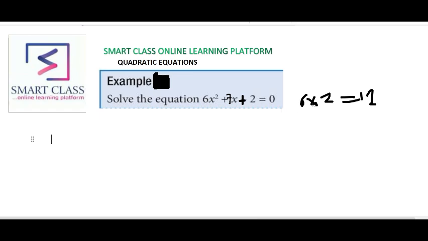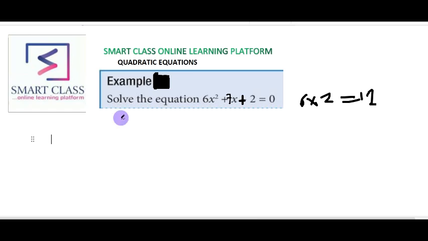So if we test 6 times 2, it cannot work because 6 plus 2 is 8. But we can test other factors: 3 times 4 gives us 12, and 3 plus 4 gives us 7. That means we are using 3 and 4. So we have 6x squared, and we are going to replace the 7x with 3x plus 4x.